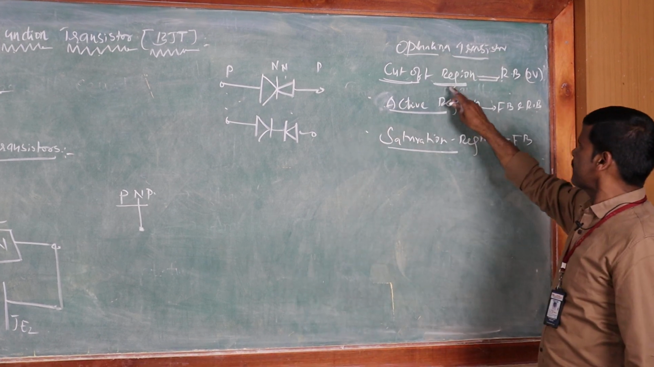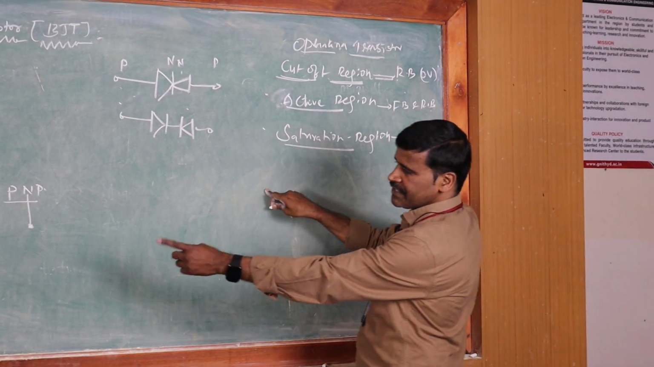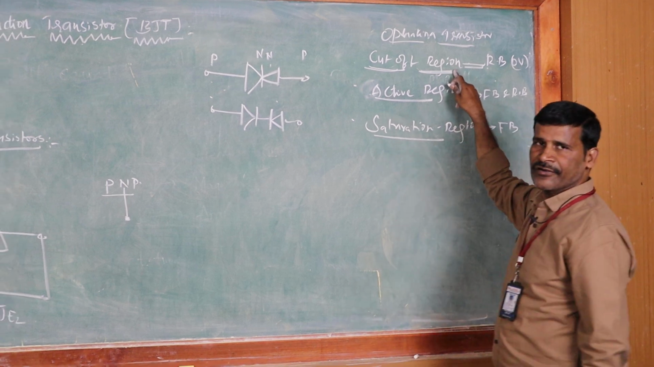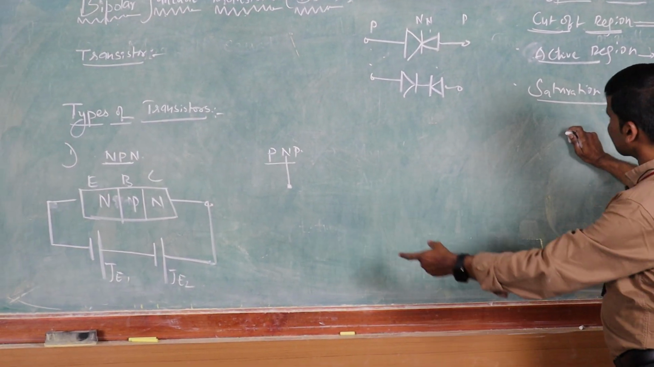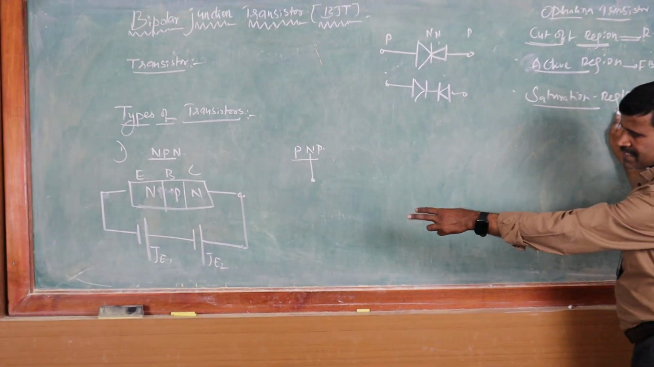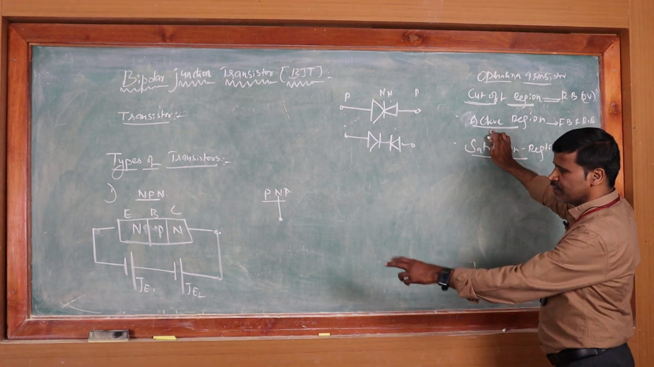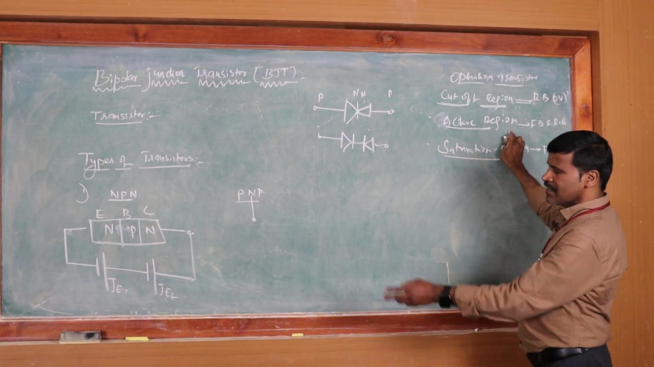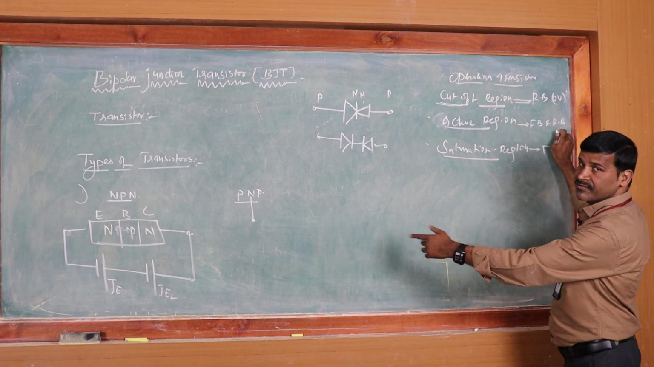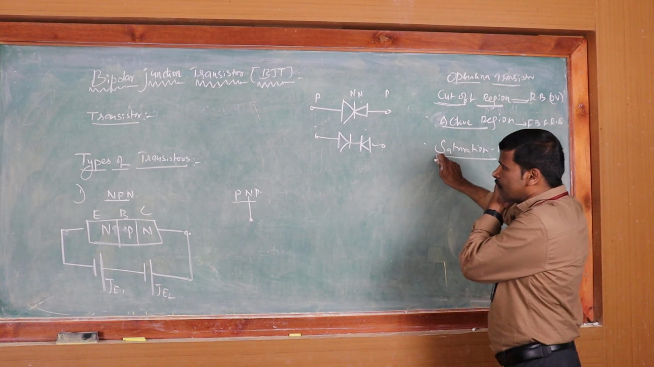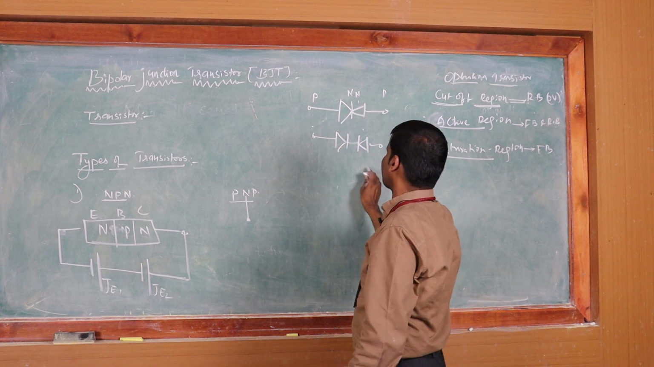In the cutoff region, both the input junction and output junction must be in reverse bias. In the saturation region, both the emitter junction and the collector junction will be forward bias. In the active region, the input junction must be in forward bias and the output junction must be in reverse bias. Now, what are the transistor applications?